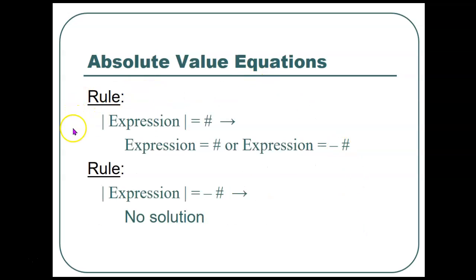So here's the general rule. Whenever you see the absolute value of some expression equal to some positive number, there are two possible ways for that to be true. Either the expression that's inside the absolute value bars could be equal to that positive number, or that expression could equal the negative of that number. And on the other hand, if you have the absolute value of some expression equal to some negative number, then there's no solution. There's no way that the absolute value of anything can be negative.